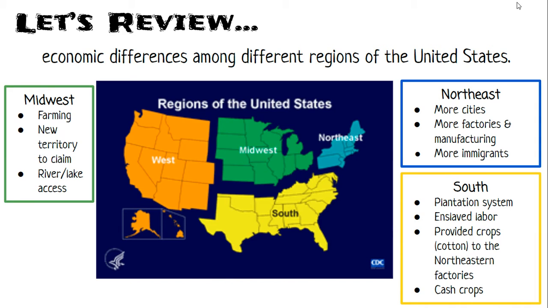So we have more lower class, also farmers, small family crafts, artisan people, and farmers that are going to be around the Midwest. And the river and lake access is also going to be a draw for some factories in that region.